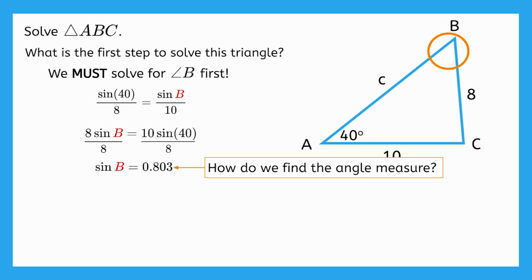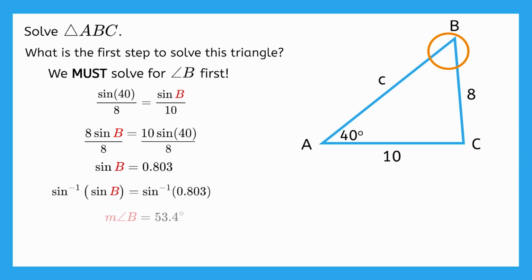How do we find the angle measure? To solve for an angle measure, I need to take the inverse sine of both sides. Inverse sine of 0.803 is 53.418, or just 53.4 degrees, when I round to the nearest tenth.